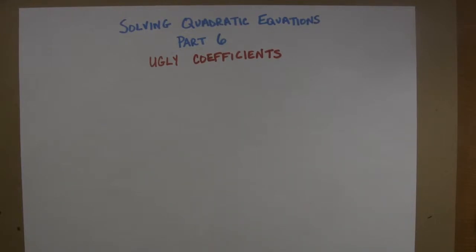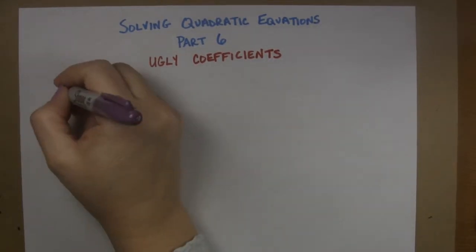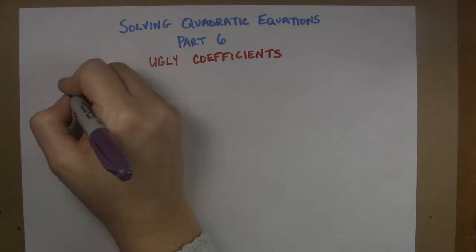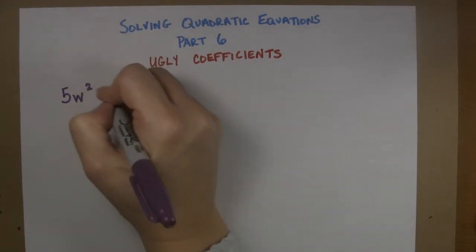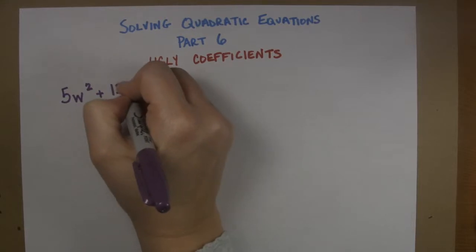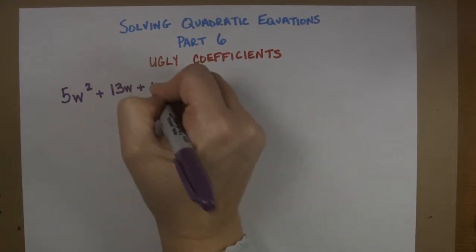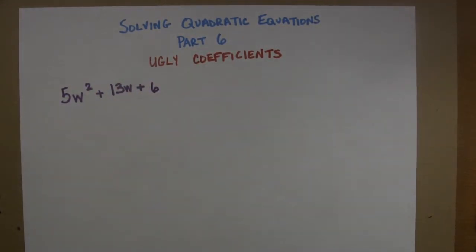Okay, I have to apologize for this one. This one is just not fun. So let's say that you have a quadratic equation that looks like this. We have 5w squared plus 13w plus 6. That's what we want to factor.